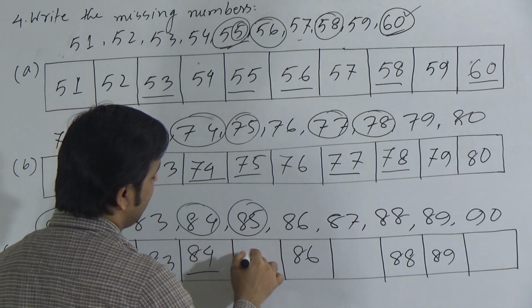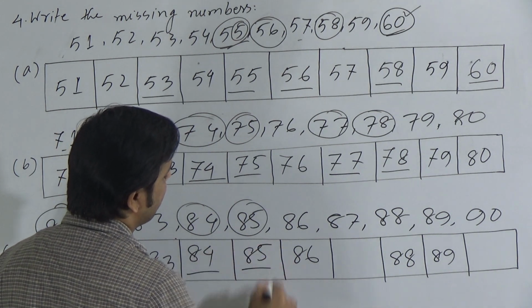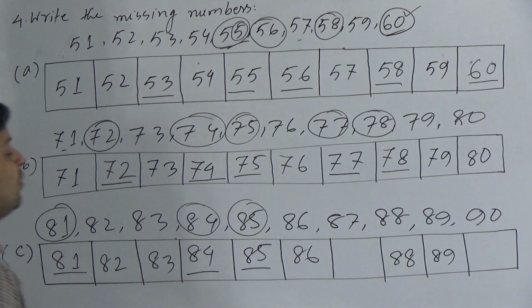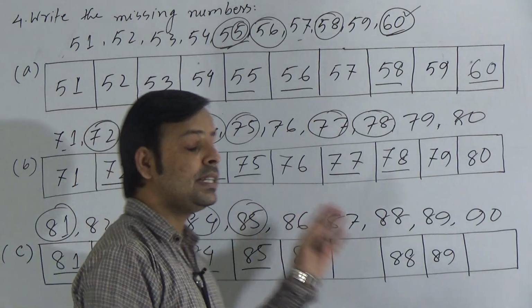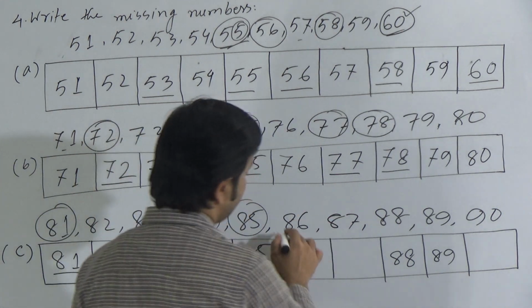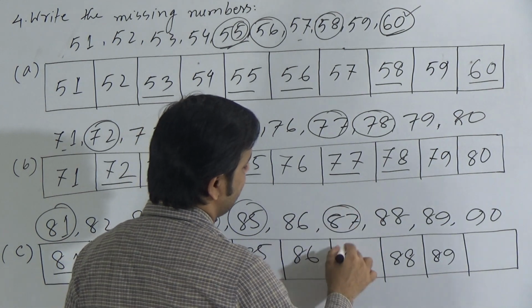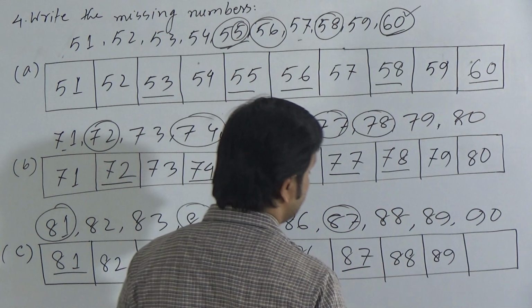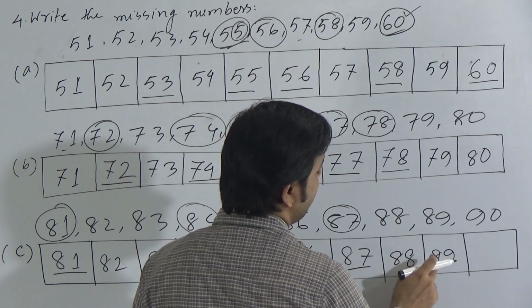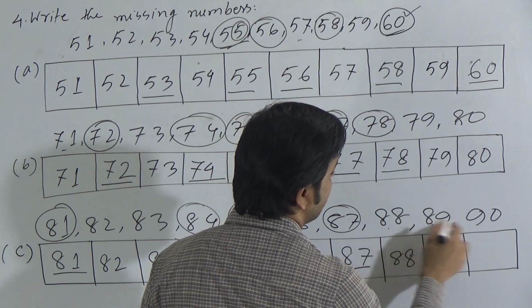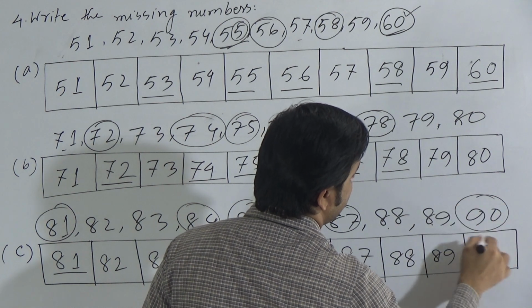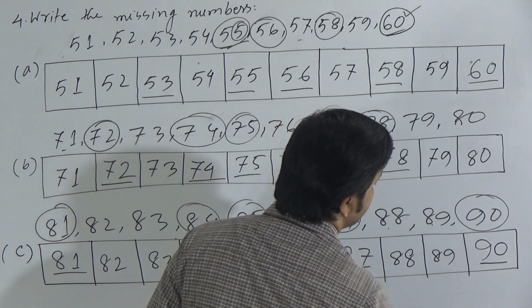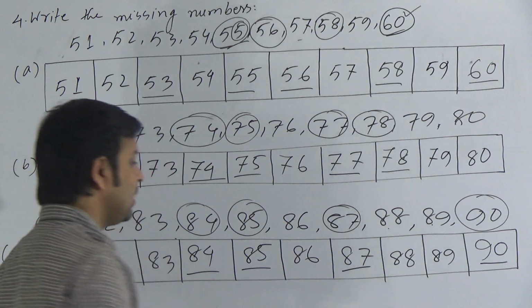After 84 the number is 85 we know. So we can write here 85. Now 86 is given. After 86 which number comes? After 86 the number 87 comes. Okay. Now see, 88 is given, 89 is given, and after 89 the number is 90. So we can write here 90.